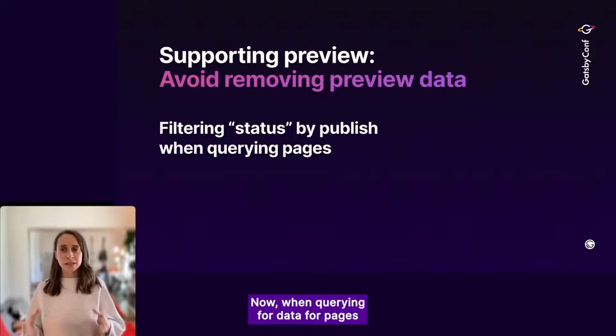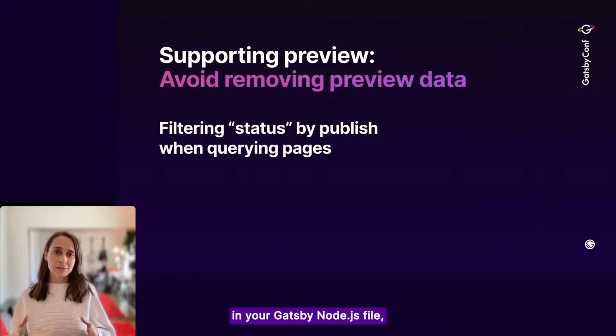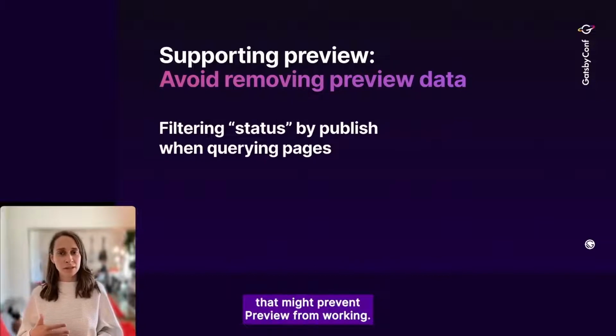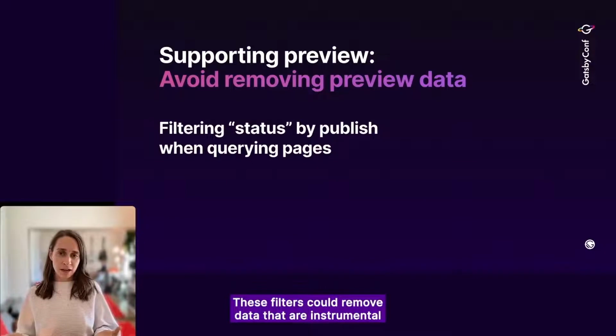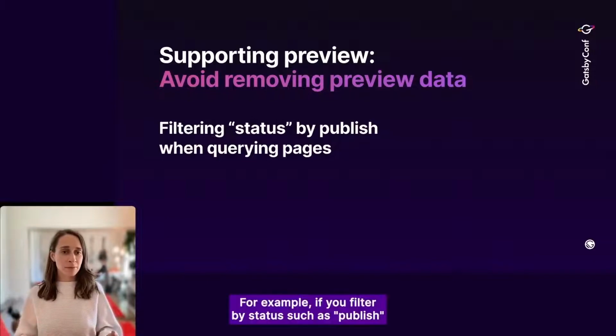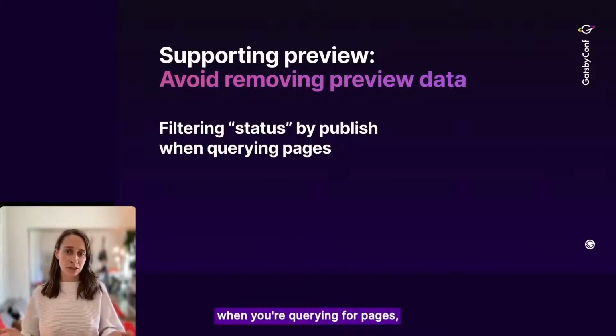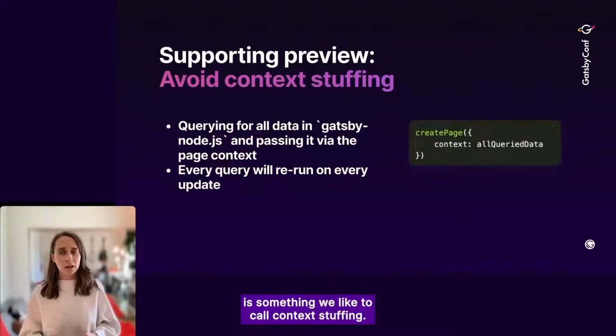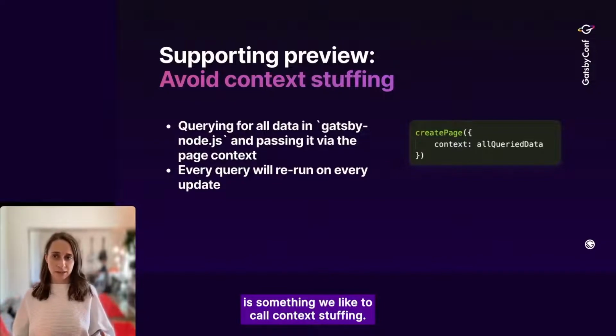Now, when querying for data for pages in your Gatsby Node.js file, you want to avoid using any kind of filters over your list of nodes that might prevent preview from working. These filters could remove data that are instrumental to making the preview process work seamlessly. For example, if you filter by status, such as publish, when you're querying for pages, that's definitely something you want to avoid. Another thing to avoid is something we like to call context stuffing.